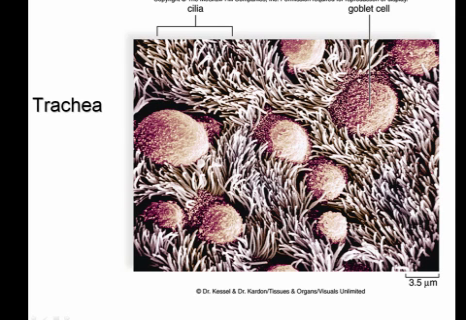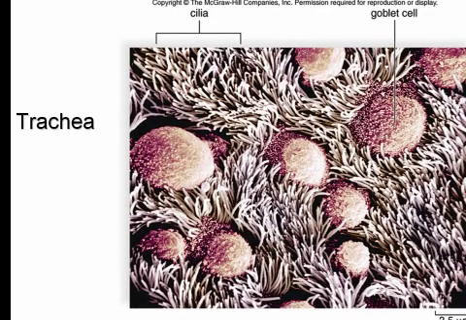This is the inside of the trachea. Much of the upper respiratory system is lined by ciliated epithelial cells, and this is the surface of that as it appears through a scanning electron microscope. And so these little hairs that you see are the cilia.